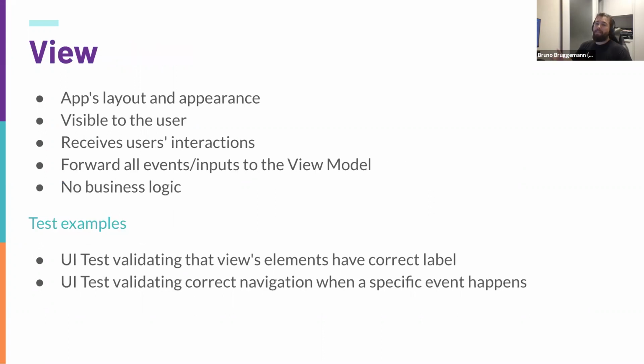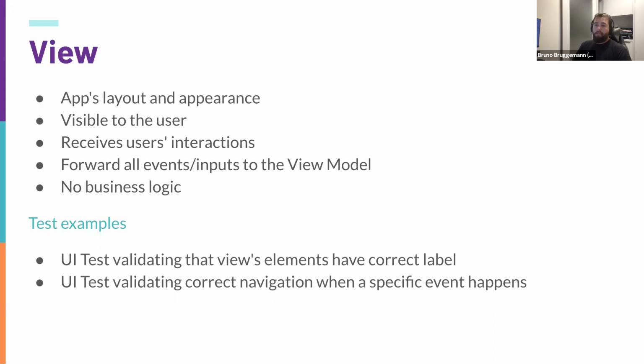Talking more about the view, the view is basically the layout and the appearance of the app. It's what you see when you have the app open. That's the view, where it is visible to the user. It's where the user is going to interact with your application, and it basically forwards events and inputs to the view model, and it receives data and updates from the view model. So, for example, show something on screen, show a loading spinner, or move to the next screen. All these things, it's basically the view model who decides when to do it and how to do it.